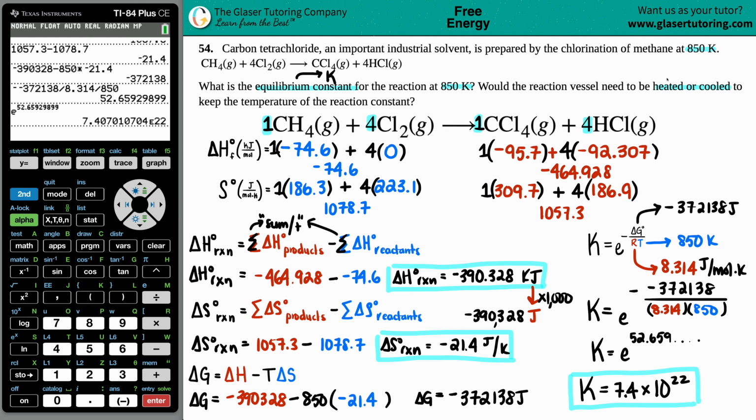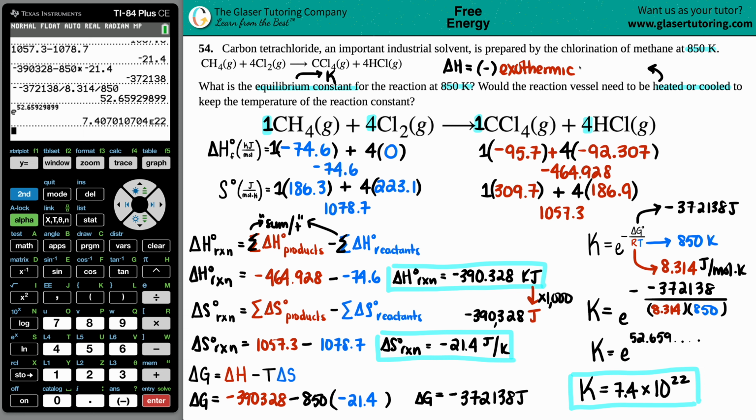Now, would the reaction vessel need to be heated or cooled to keep the temperature of the reaction constant? Now, we're talking about heating or cooling. That has to deal with heat, so this is going based off of the delta H value. For the delta H value that we found, this was negative, right? It was negative 390 kilojoules. And a negative delta H means that we are exothermic.